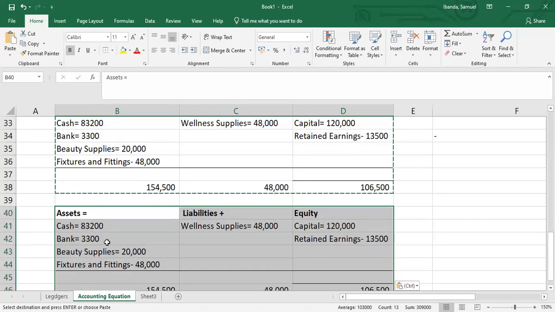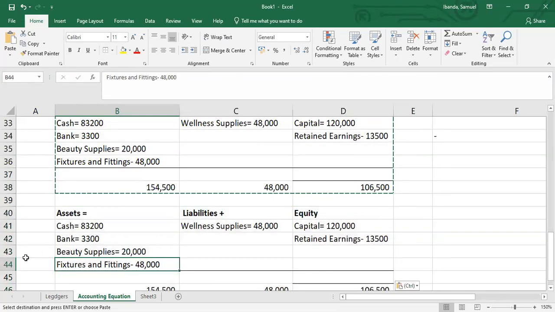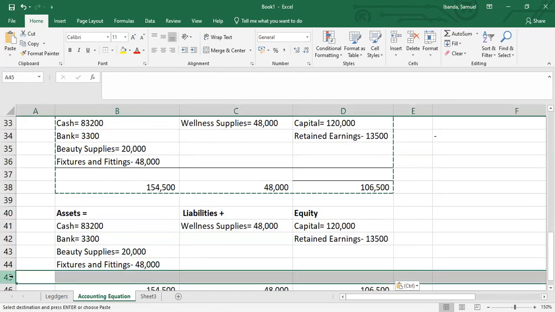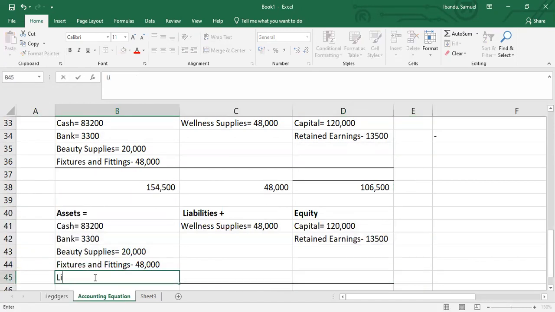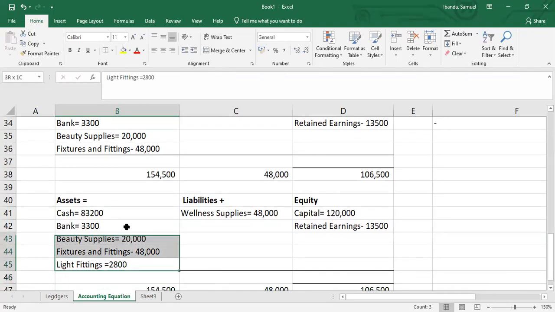So make sure that you can see it. What I'll just do here with my assets, I'll add a light fitting. Now, if you're writing this, you have to copy all this information and write it there. The examiner expects you to see. So I'll have my new light fitting of 2,800 that has come through under my assets, as you can see there.